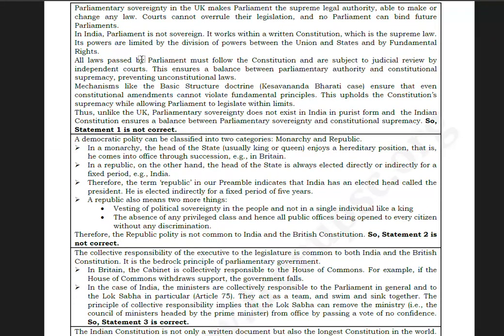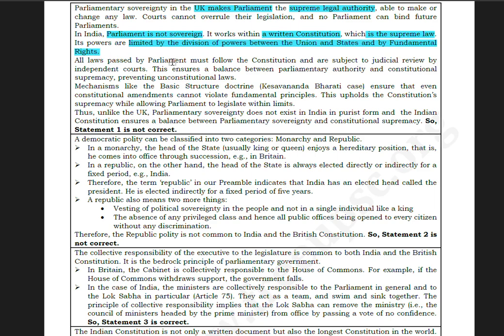Parliamentary sovereignty in the UK makes the parliament the supreme legal authority, as I told you, able to make or change any law. Courts cannot overrule its legislation, and no parliament can bind future parliaments. In India, parliament is not sovereign. It works within a written constitution, which is the supreme law. Its powers are limited by the division of powers between the union and the states and by the fundamental rights.